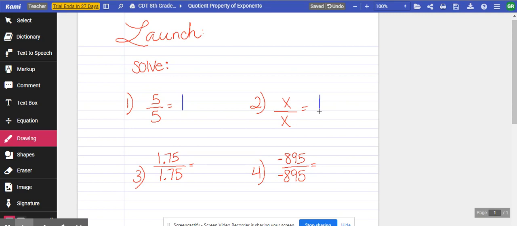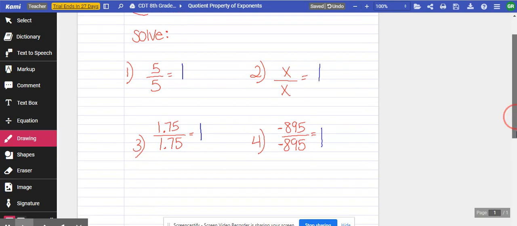The same for number 3. A decimal, 1.75 or 1 and 75 hundredths divided by 1.75 is still 1. And number 4, negative 895 divided by negative 895 is 1. So let's use this to see what we can discover about exponents.